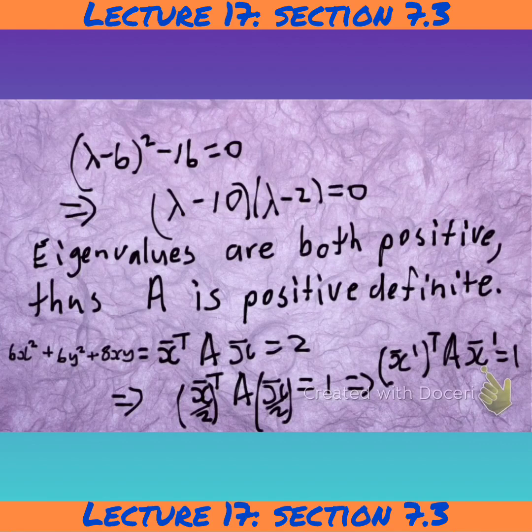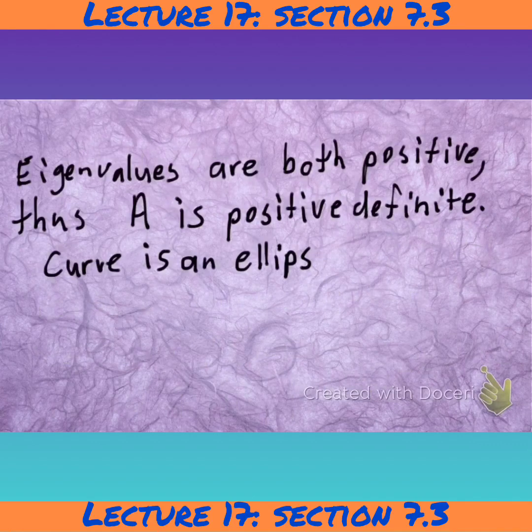Basically, because the two eigenvalues are positive, A is positive definite, and so the curve is an ellipse. To be specific, it's a rotated ellipse, because it's got a cross term xy.